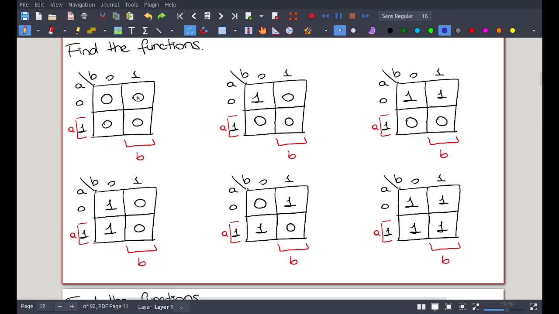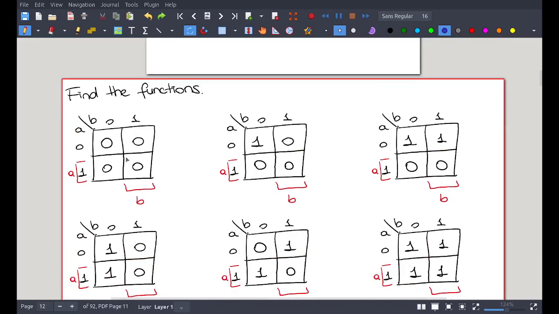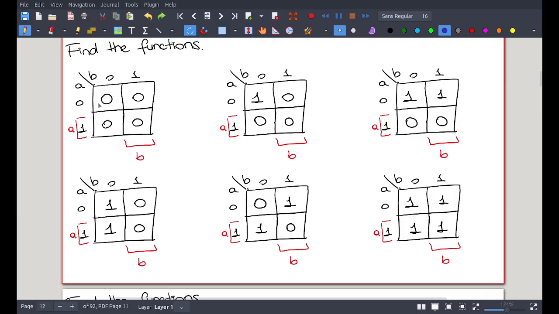The question is asking, how do we find the functions? So we need to find the functions. Here in the first one, we cannot group anything because there are no ones. The things that we group are the ones. Here we have zeros, there are no ones, so we can't group anything. So we just say f is 0. Whatever the value of a is, 1 or 0, and b is 1 or 0, the value is always 0.